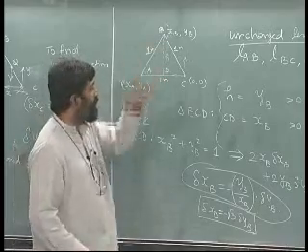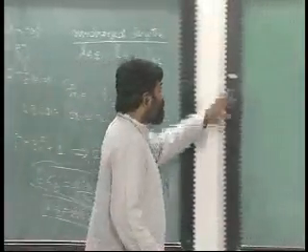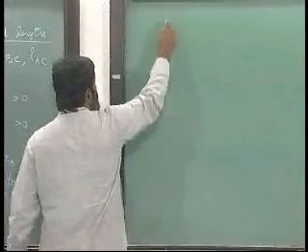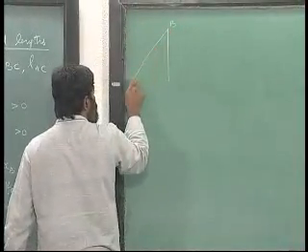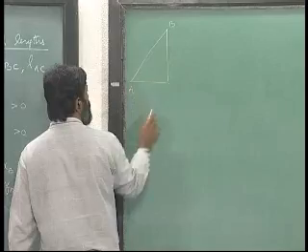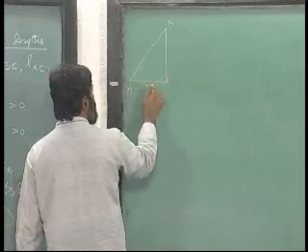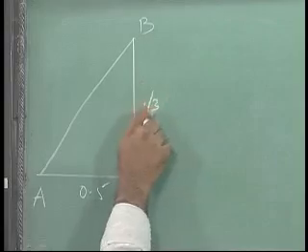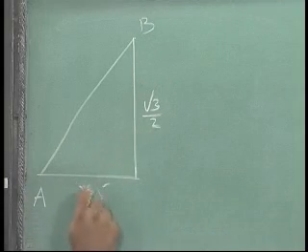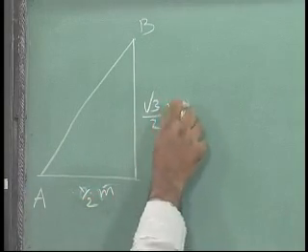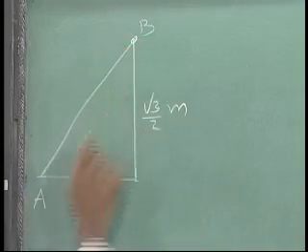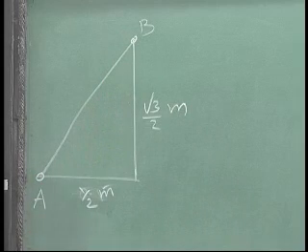So let us write down the relationship. I have B here, A here, and this is 0.5, this is root 3 by 2, let me write this as half meters, and I have xb here, xa here.